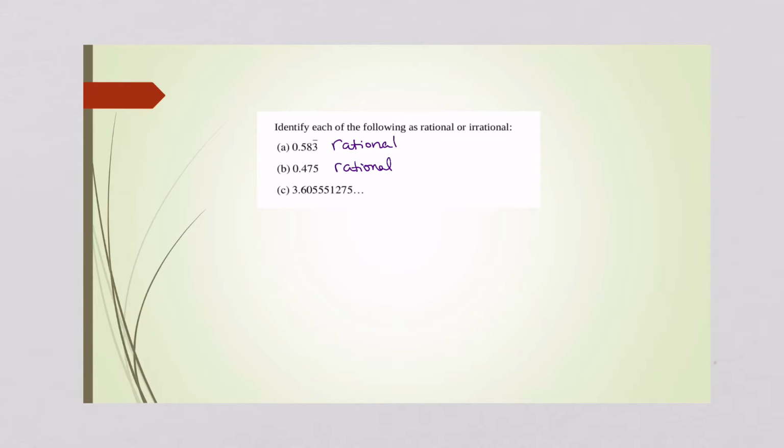And on part C, notice how you have the dot at the end. That means that the decimal still goes on. And it does not appear that there is a pattern. Even though you see the 5s, 3 in a row, after that you don't see a pattern. So we're going to call this one irrational.